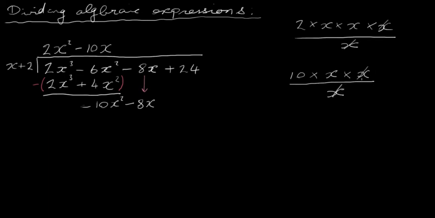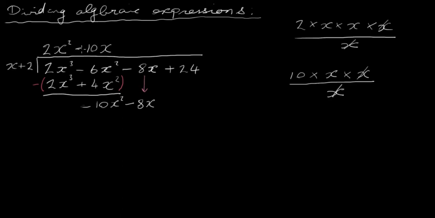X into x will go once, so we have 1 times 10x, or just 10x. So this is where our 10x comes from. So now what we do is we take this minus 10x, we multiply it by x, and then we multiply it by minus 2, and we write our answer here.